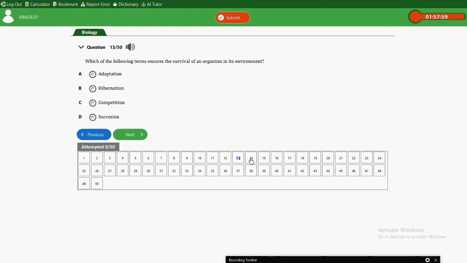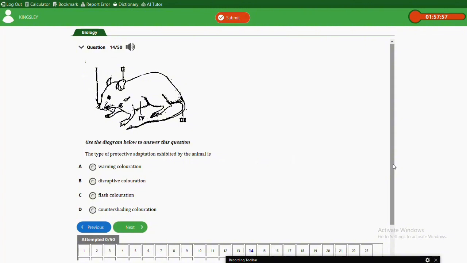That's question number 13. Which of the following terms ensures the survival of an organism in its environment? A is adaptation, B is hibernation, C is competition, D is succession. So guys, the answer to this question is adaptation. That's option A. So let's look at the next one, and that's question number 14.